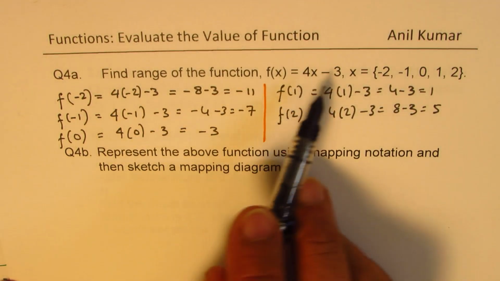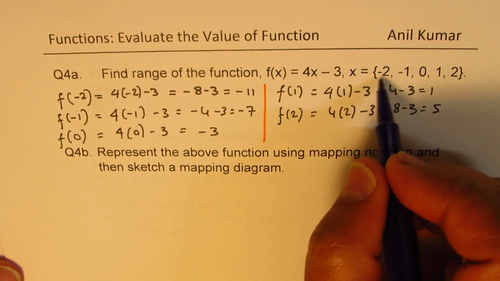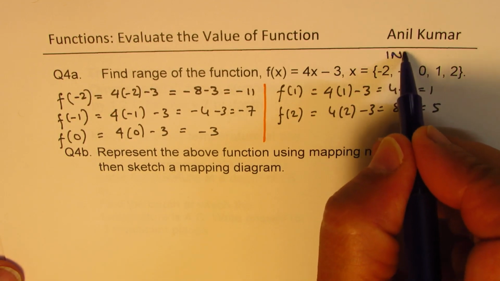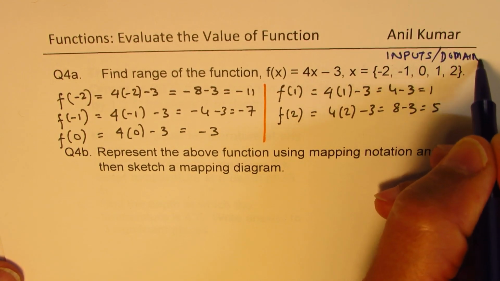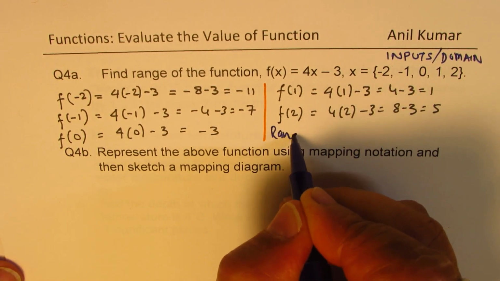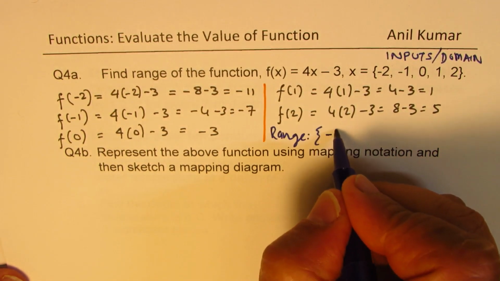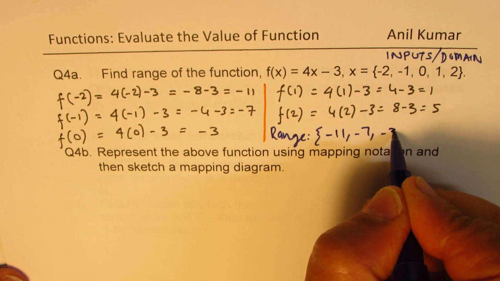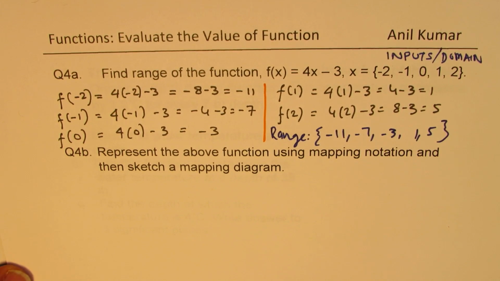Now we want the range of this, right? So what is the range? From here, the y values, the f of x values, are the range. These are the inputs, right? So these are the inputs, or domain. So the range is, in curly brackets, all these values: minus 11, minus 7, minus 3, 1, and 5. Is it clear? So that becomes the range. We have 5 elements in our range.